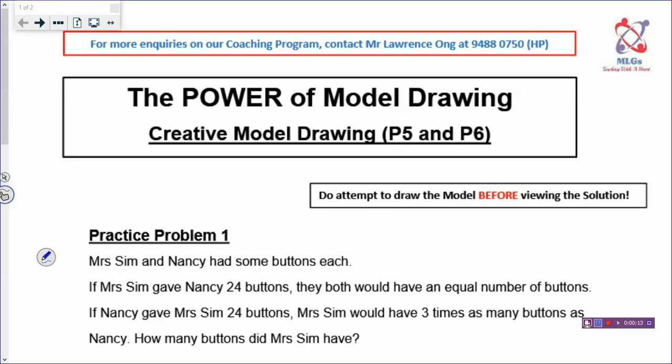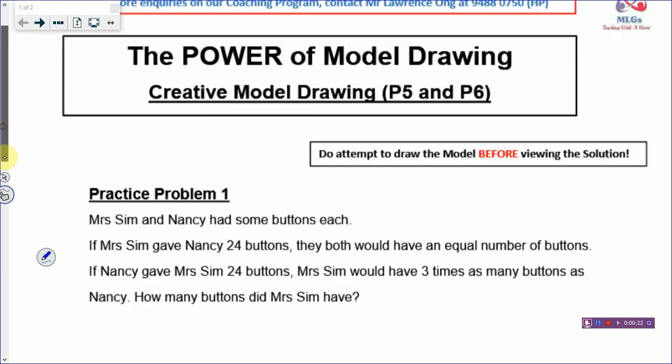Every time you tackle your maths problem, you just have to be aware of the methods that you have learned, and one of the methods is model drawing. So if you look at this problem, can we draw a model? Yes, we can.